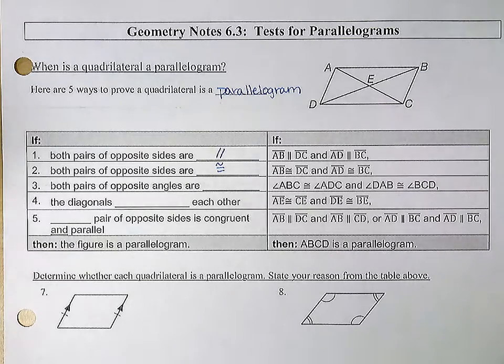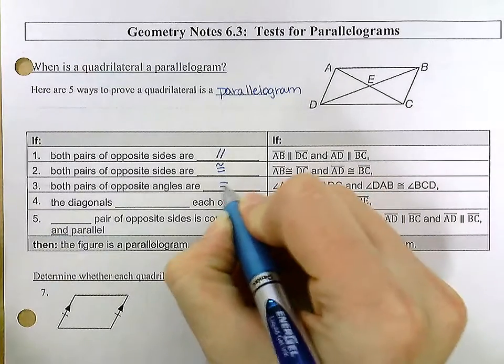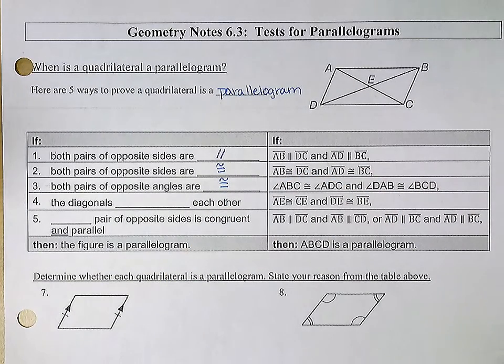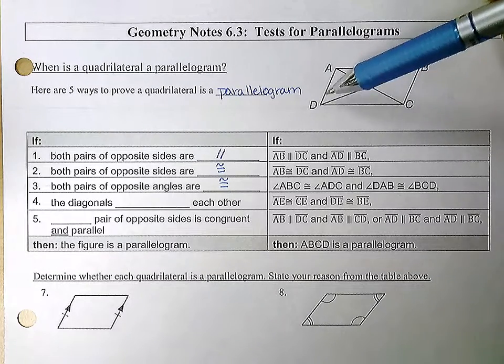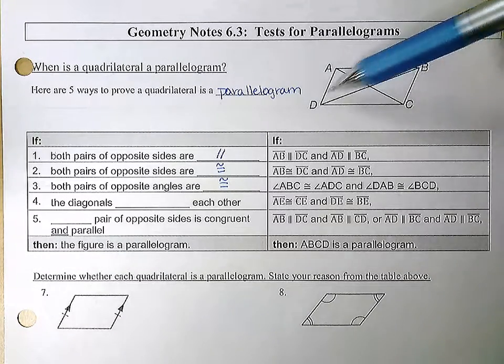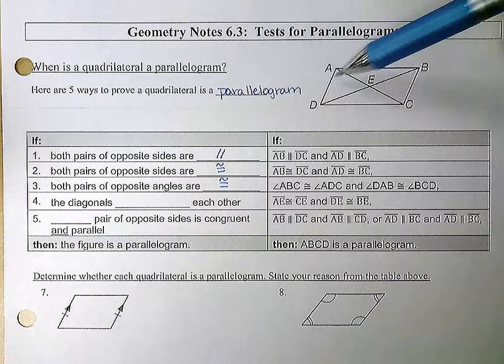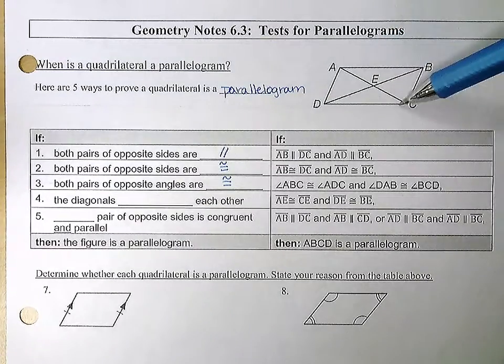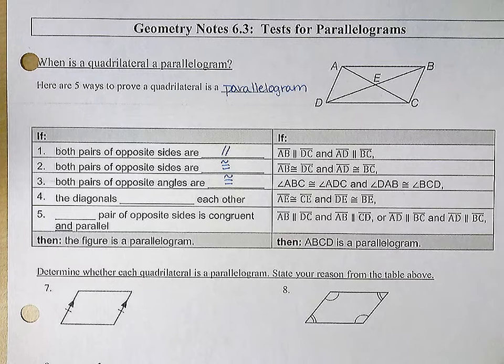The third one, if both pairs of opposite angles are congruent, then it is a parallelogram. So if I have all of angle D here congruent to all of angle B, and angle A congruent to angle C, both pairs of opposite angles have to be congruent in order to say that is a parallelogram.